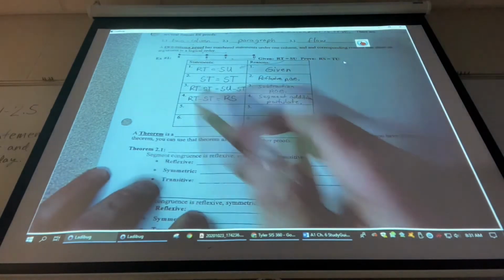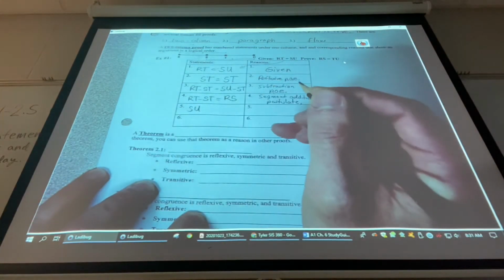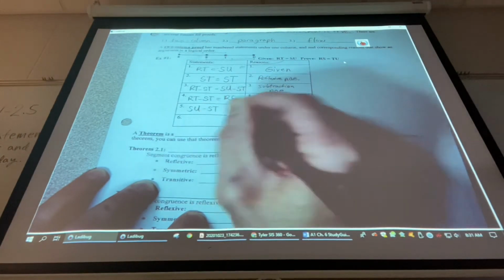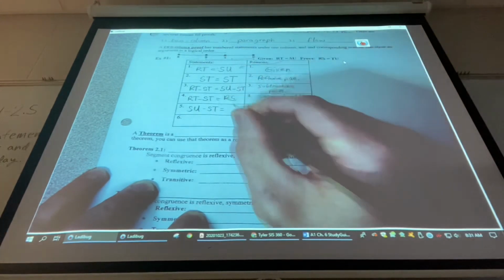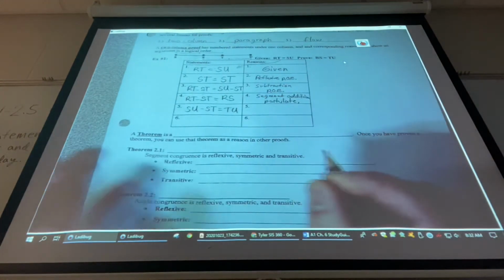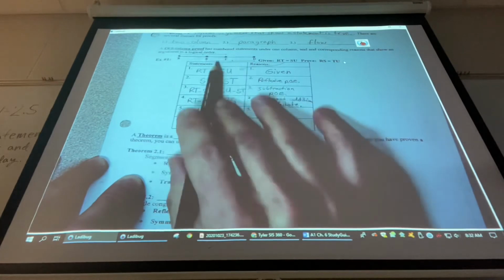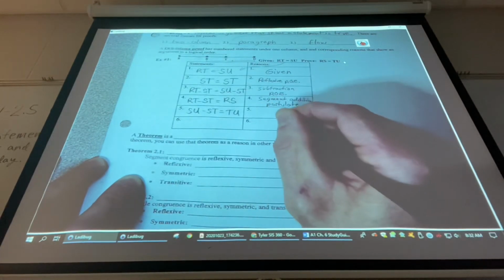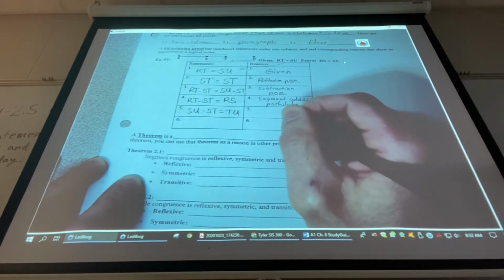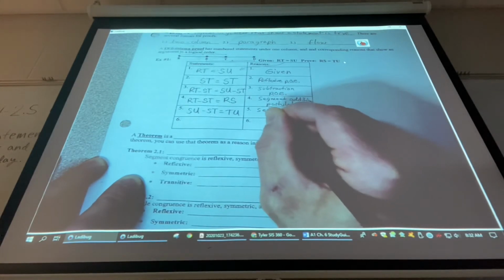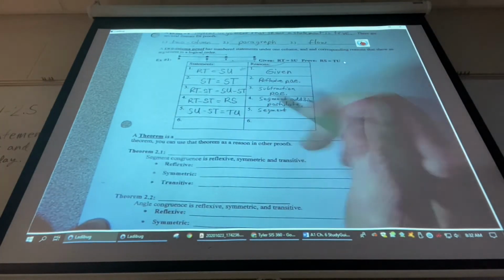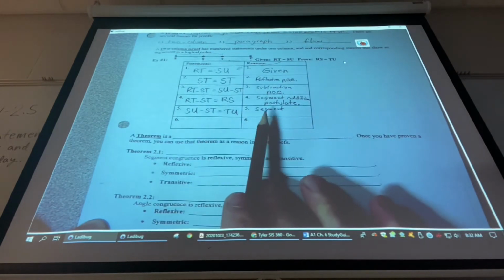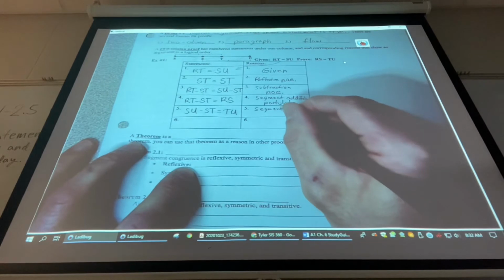We can also say that SU minus ST is equal to what? TU. And wasn't that the same sort of reasoning? Mm-hmm. Yeah, exactly. Now, it might be tempting to just put ditto marks, but go ahead and write it out. What you'll find when you do more complicated proofs is sometimes you'll have to rearrange things, and you want to make sure to be crystal clear which reason went with each segment. So go ahead and write it out again. Segment addition postulate.